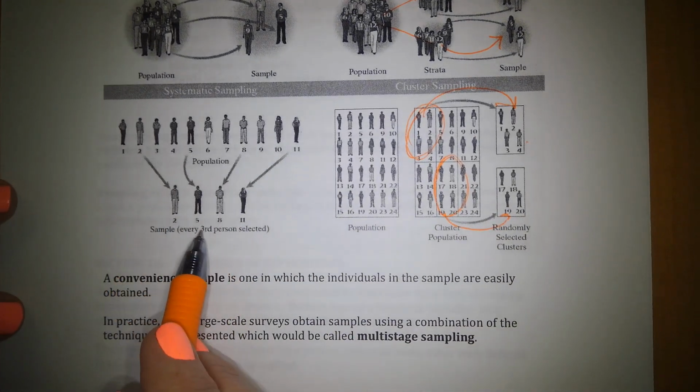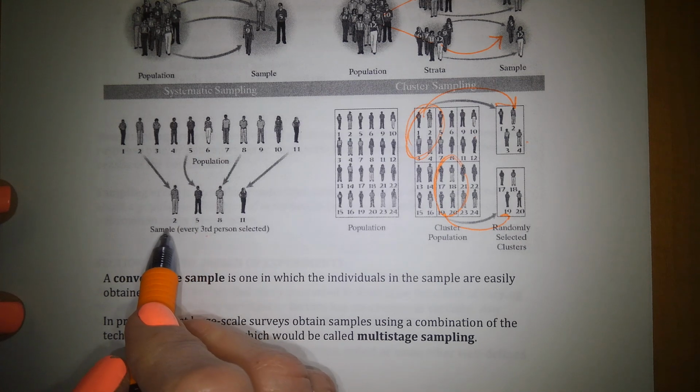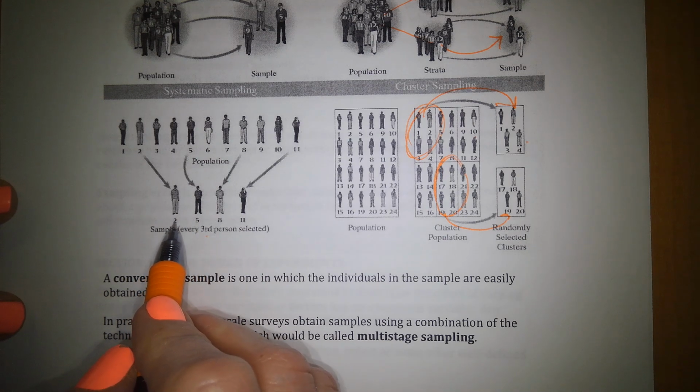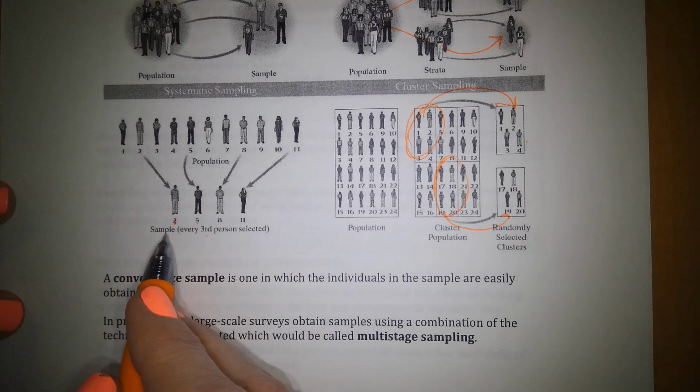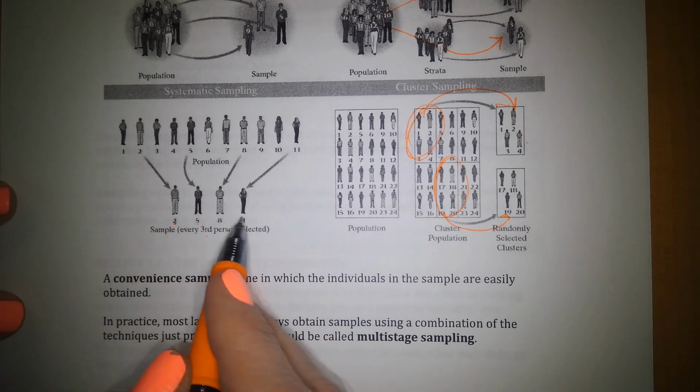Systematic says we take every kth person. If k is 3, for example, we would take every third person. So if we start at 2, and then we go to 5, 8, 11, and so on, and so on. You're taking them spaced 3 apart.